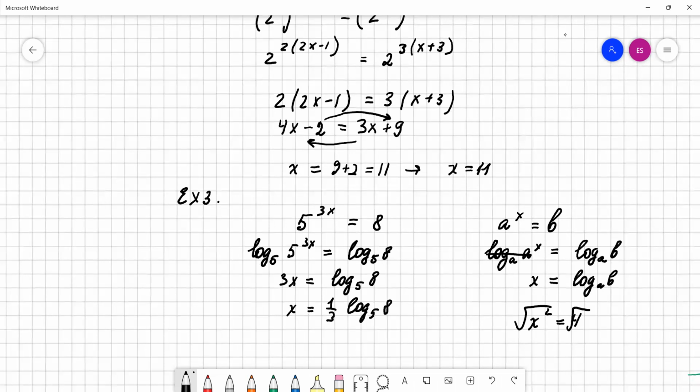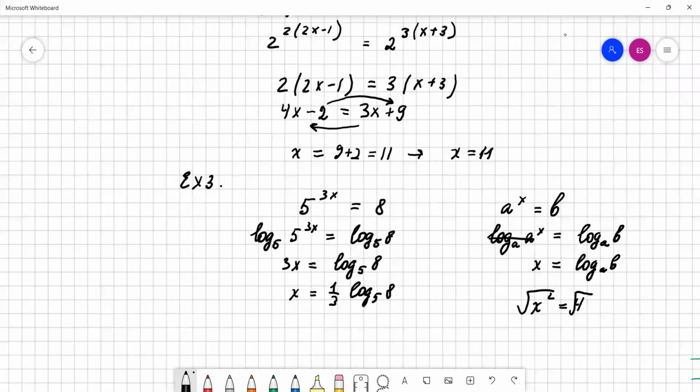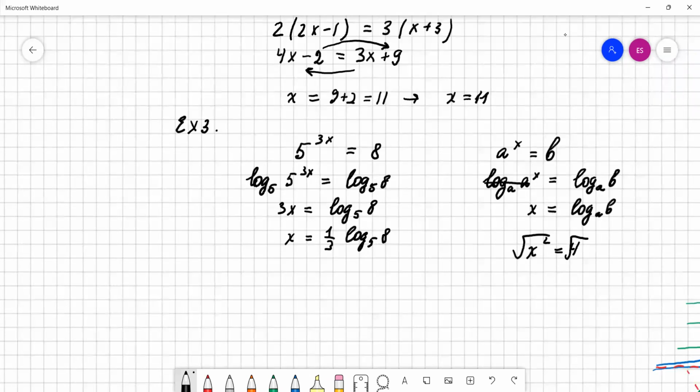And this can be calculated on a calculator. I'm just going to leave it as it is, but normally you can calculate a decimal value for this. So very good. You see that even if your base is not the same on both sides and you cannot bring it to the same base, you can always take a log. Another example is going to be when you have two different bases and two different powers.